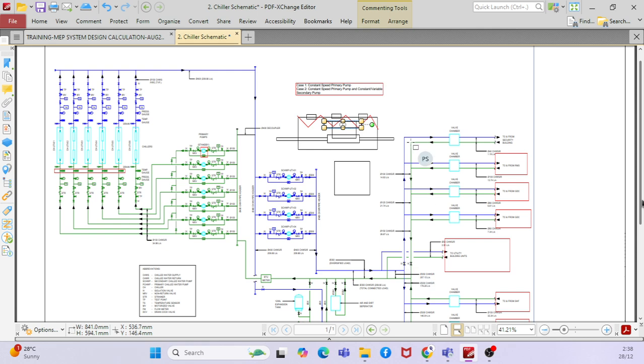So when it tries to stop, what will happen? The pressure will build up here in the supply line, the main header. Yeah, basically yes. So what will happen when it tries to increase the pressure? Then the pressure sensor will try to reduce the pump speed to maintain the proper pressure.